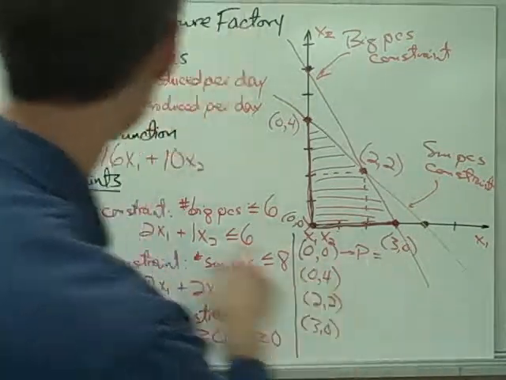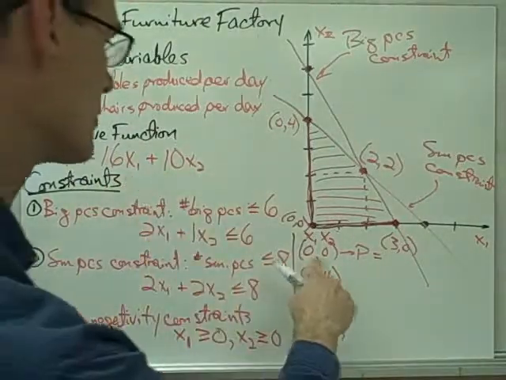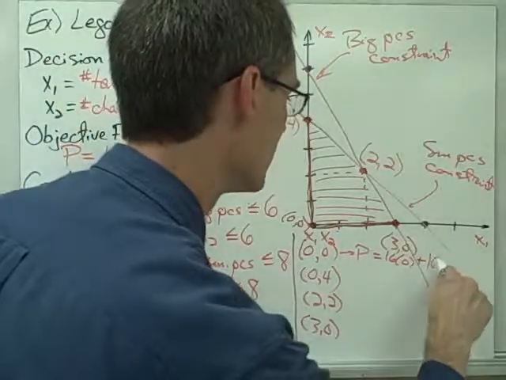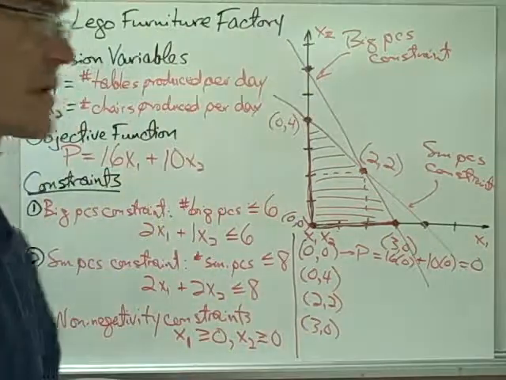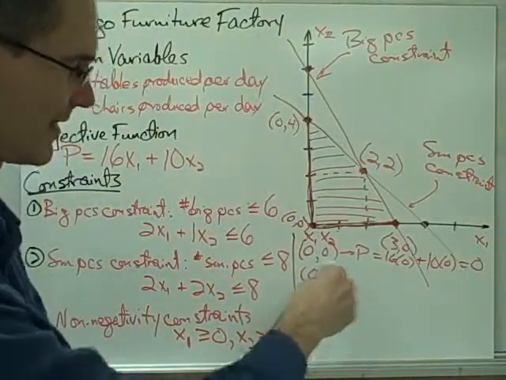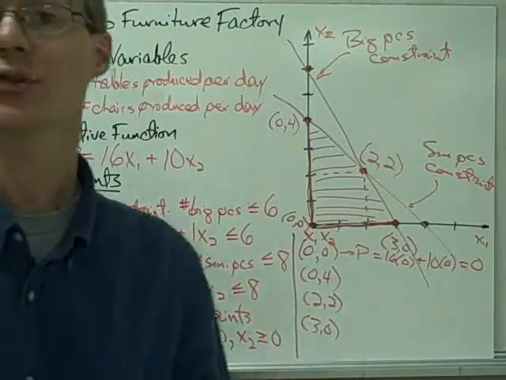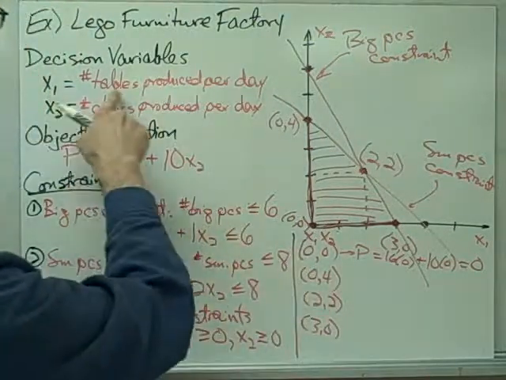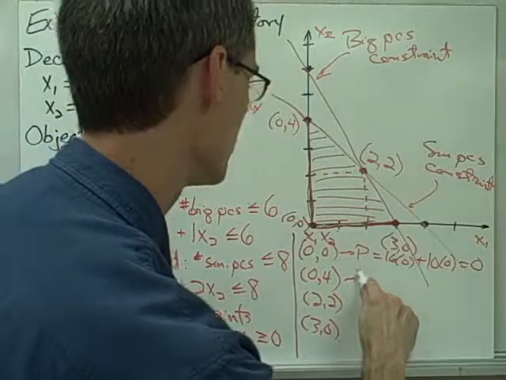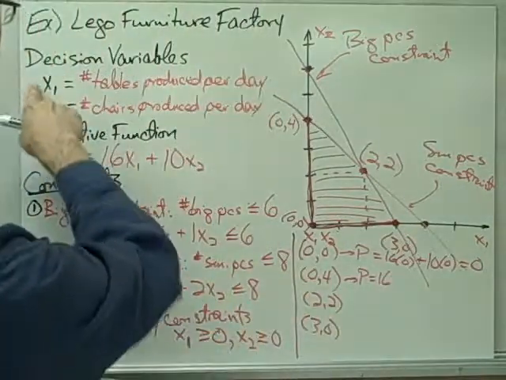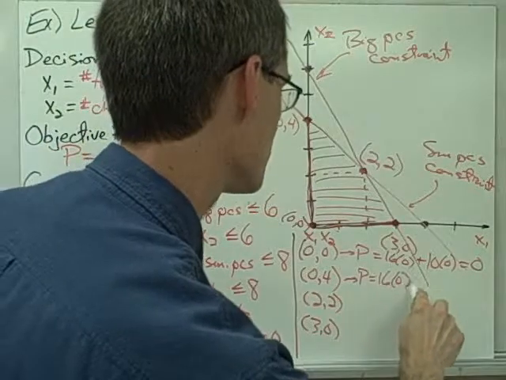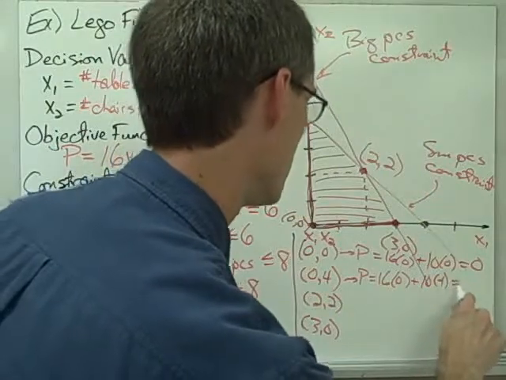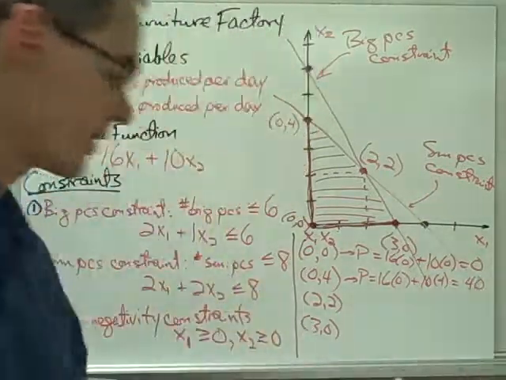Okay, so my profit function is 16 times x1 plus 10 times x2. For this one, I would have 16 times 0 plus 10 times 0. Well, that's not very hard. That profit's going to be 0. So it looks like just producing 0 tables and 0 chairs, I'm not going to make any profit at all. What if I produce 0 tables and 4 chairs? Well, let's see what profit that produces. 16 times x1, so 16 times 0 plus 10 times x2. So that's going to be 0 plus 40. So that gives me a profit of 40.